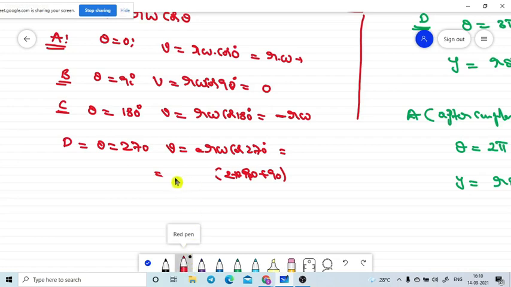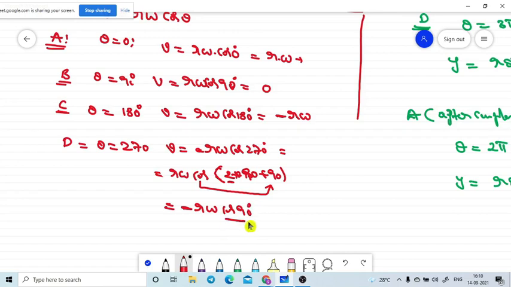So R omega cos of 2 into 90 degrees plus 90. If it is an even number, no need to convert; cos only will come. But we need to check whether it is the second or third quadrant. It is the third quadrant. In the third quadrant, cos is negative; only tan and cot are positive. Then minus R omega cos 90 will come. But cos 90 is 0, so the total value will be 0. So the displacement is equal to 0.